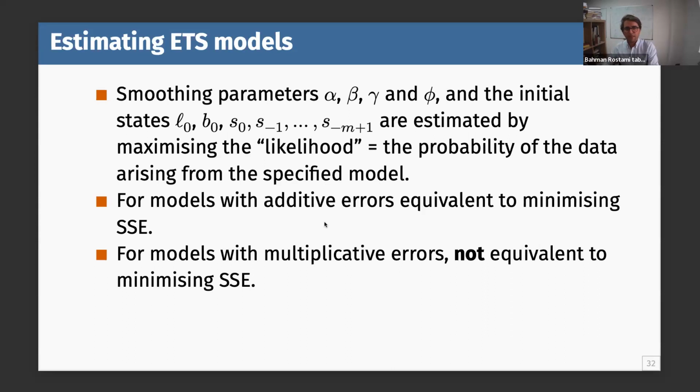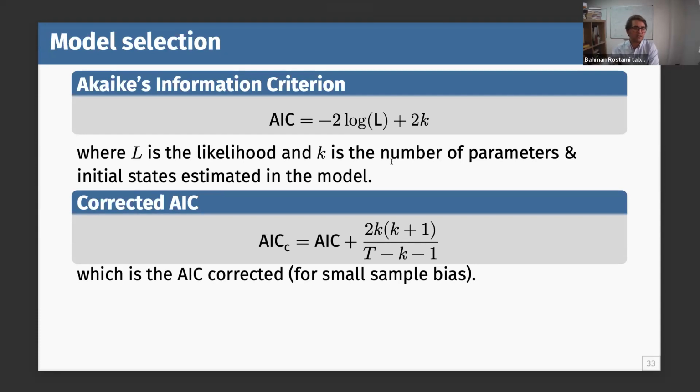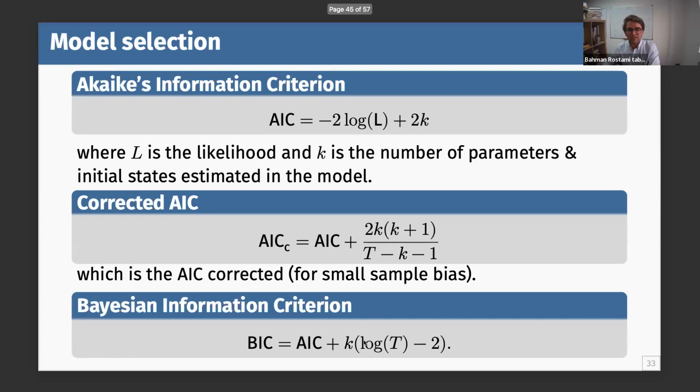And if you have additive models only in ETS, this is exactly the same as minimizing the sum of squared errors that we have seen in the regression. But for the multiplicative error, they are not the same. So the question is how models are selected in the ETS. Well, they are selected using information criteria. Again, we have seen information criteria before. In general, information criteria could be seen as a combination of 2 things. One is how good is the fit?